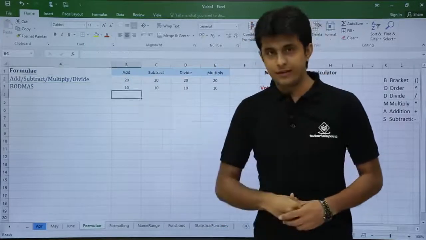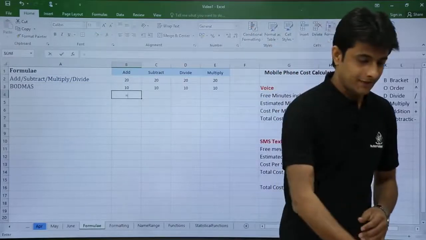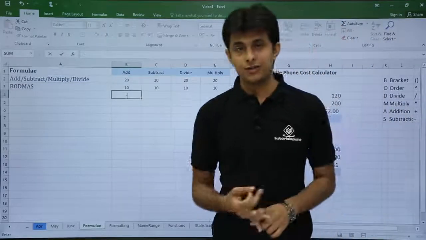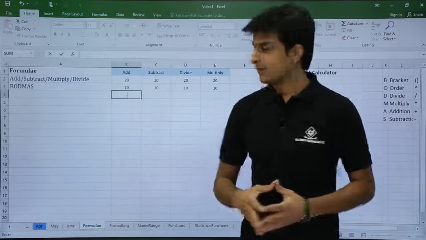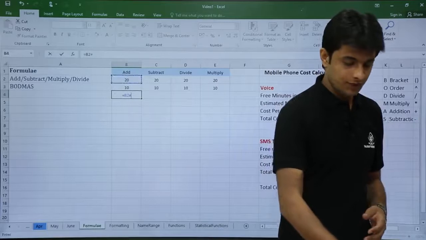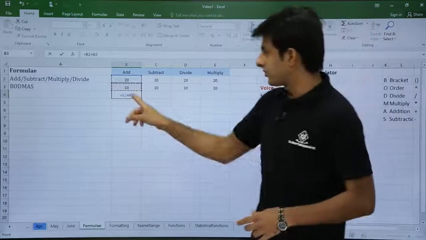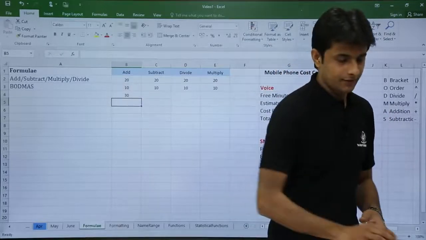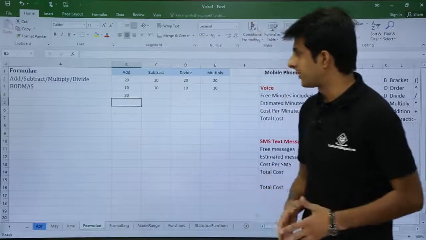So, I'll keep my cursor here for addition. I'll press equal to. Any formula, any function, starts with an equal to sign. So, I'll just type here equal to, use my arrow key, first cell plus second cell. For addition, I'll use this operator as plus, enter. So, I got the answer as 30, which is simple and basic.